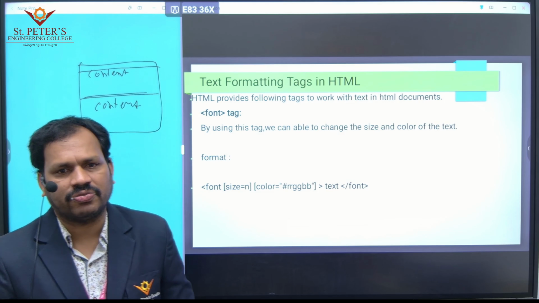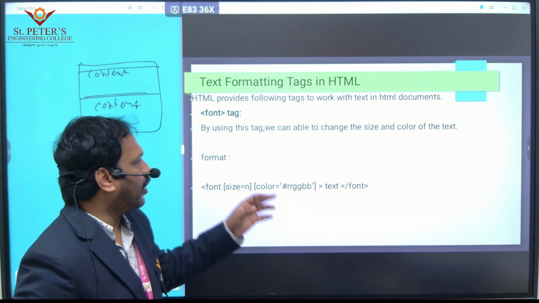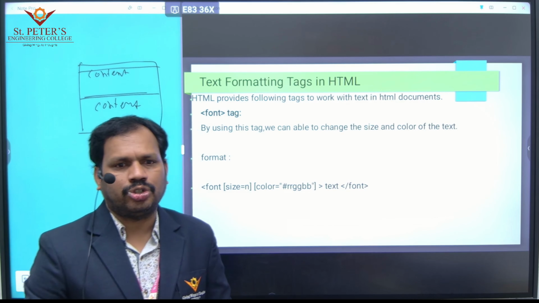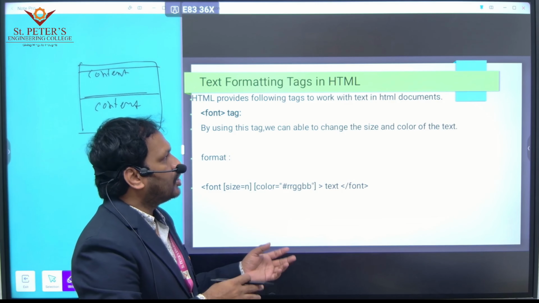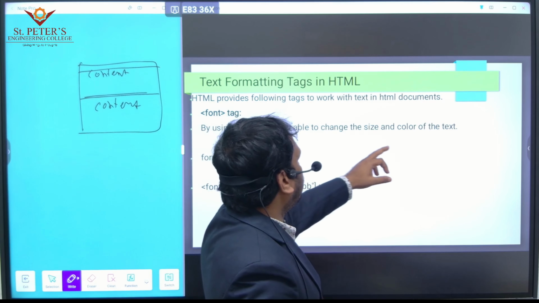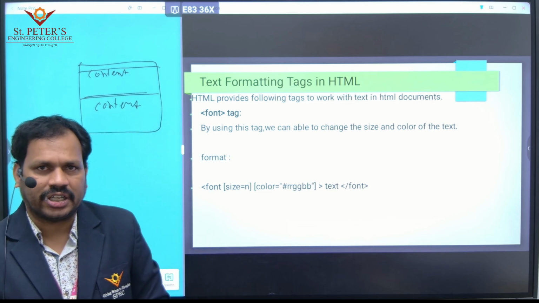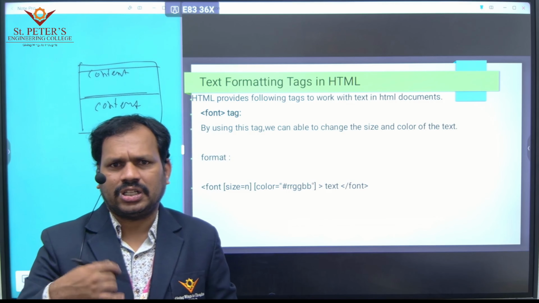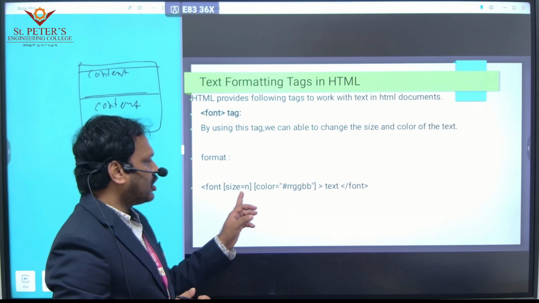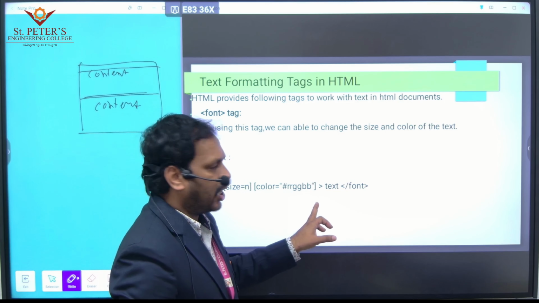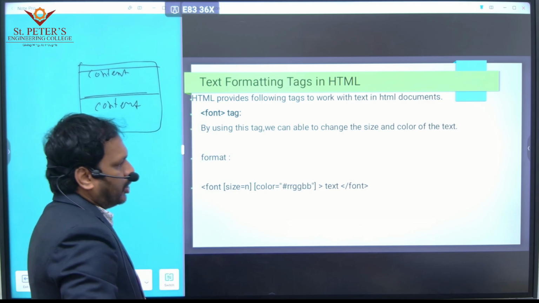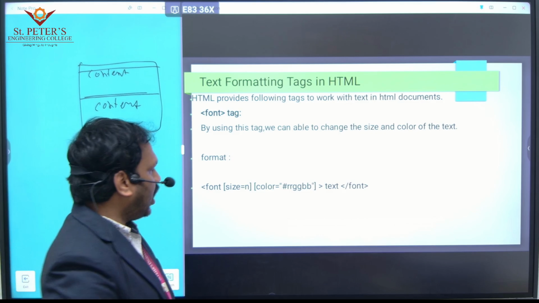So if I want to specify the style of the particular web page content, the content should be in Times New Roman, or it should be in some other style. Then we are going to use the font tag. By using this tag we can change the size and color of the text, the font, that is Arial and other things. We specify the font size, we specify the color, and the text, and then close the font tag.